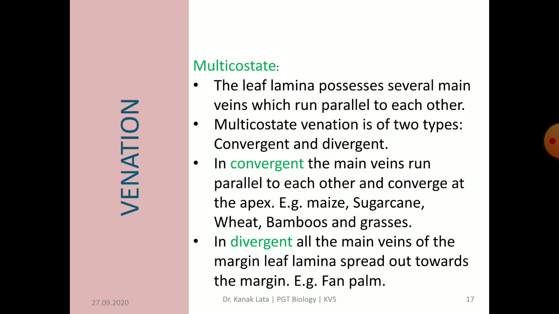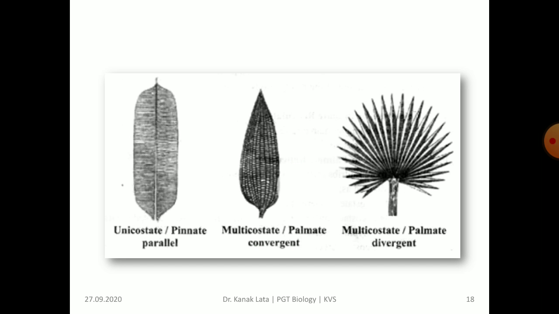But in divergent parallel venation, all the main veins of the leaf lamina spread out towards the margin, as it is seen in fan palm. In the given figure, you may observe unicostate, multicostate convergent, and multicostate divergent parallel venation.